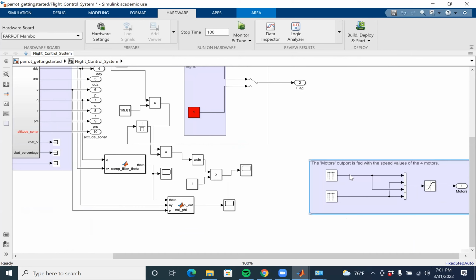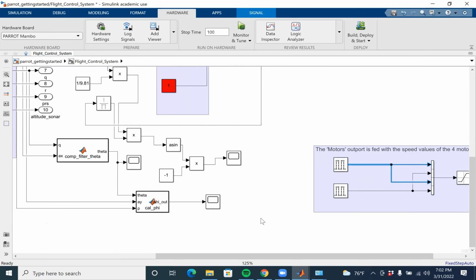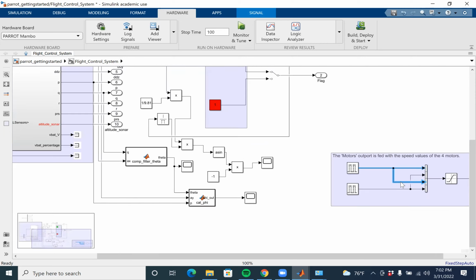So please note, what I want to do is increase the speed of motor 1 and motor 2 based on theta. So I'm going to grab this from here.